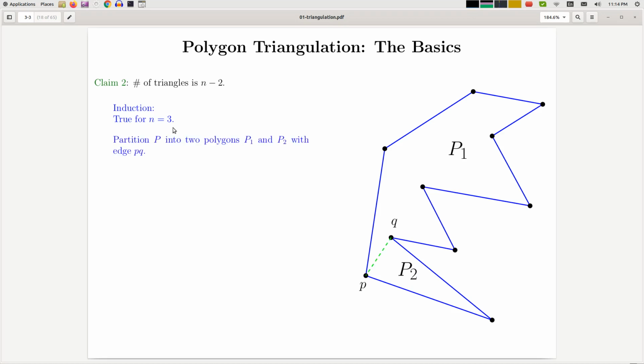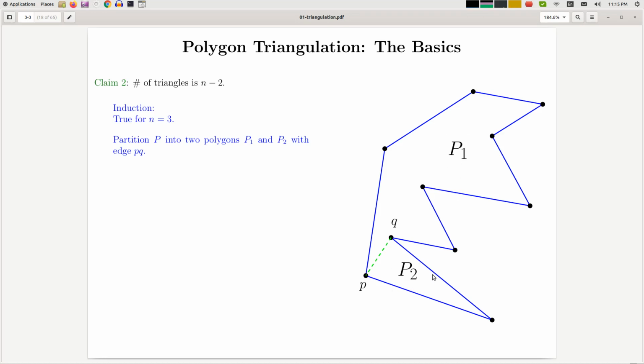So now let's assume that it holds for any polygon with n vertices or fewer than n vertices. So we have a polygon with, say, n plus 1 vertices, and then I know that I can make a connection between some two vertices in the polygon. So like I can connect P to Q. That cuts the polygon into two pieces, a polygon P1 and a polygon P2.